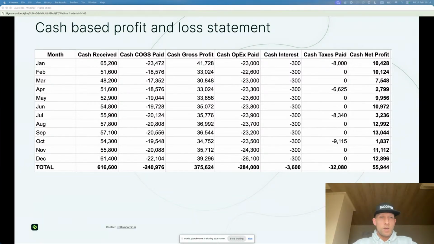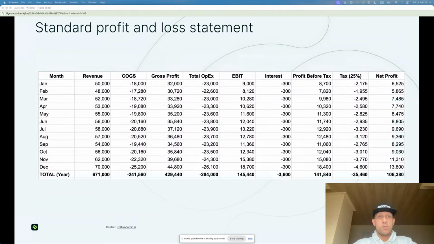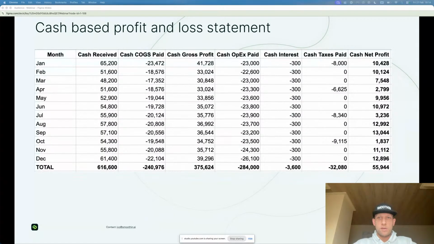Also, if you look at standard profit and loss statements, they do not care if the money has come in. So that leaves a big hole in the budget, because if you have late payers or non-payers, that goes straight into your profit line. So let's look at the profit line here. For the year, we're saying it's 100,000, right? When we look at cash flow, in this example, it's only $56,000.